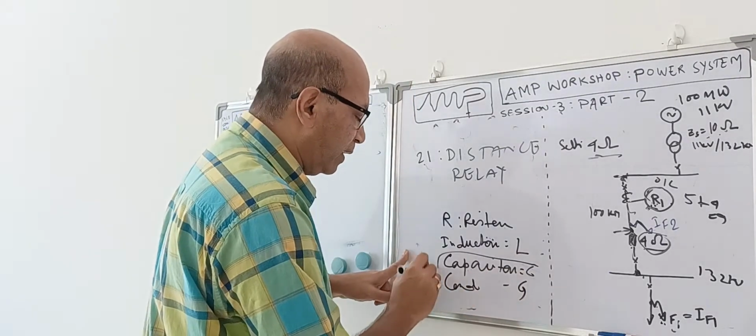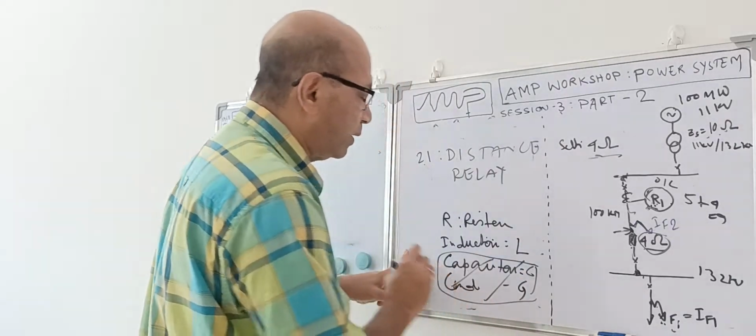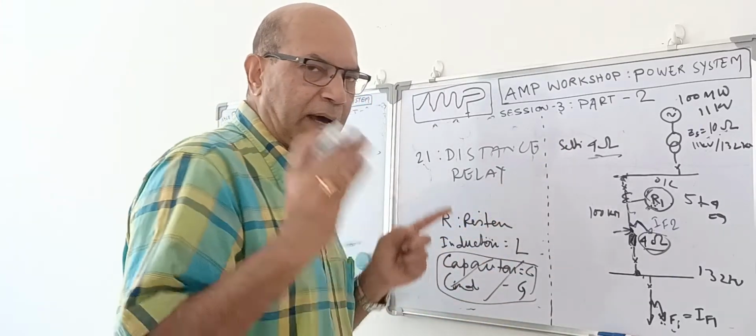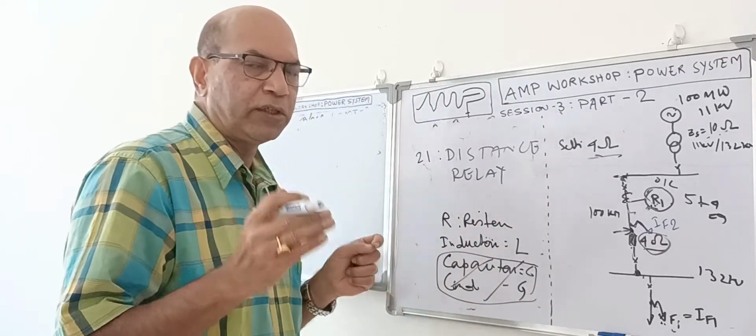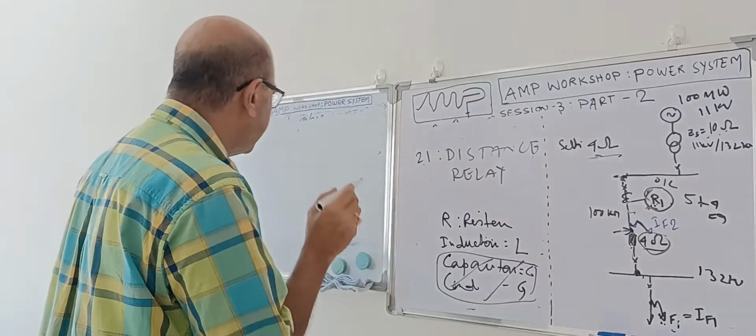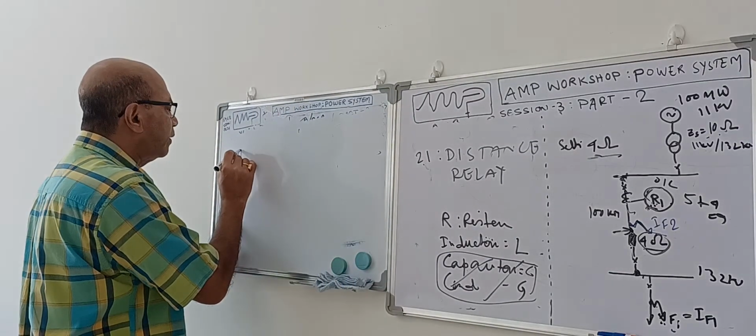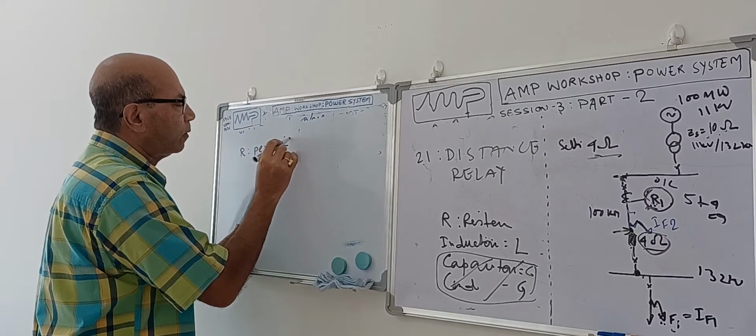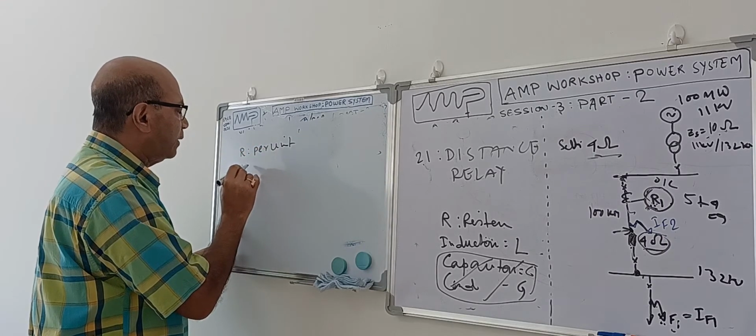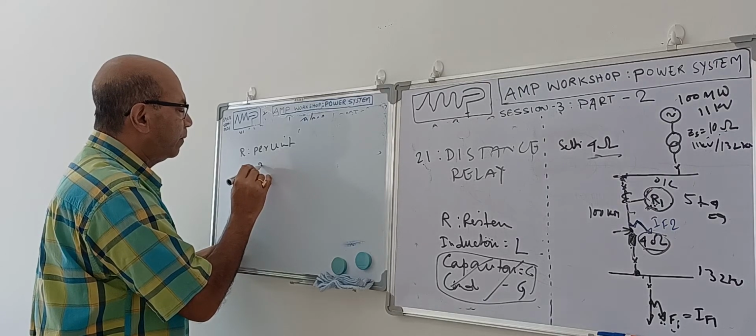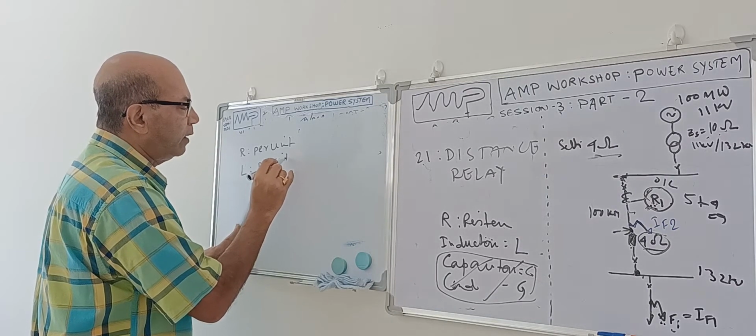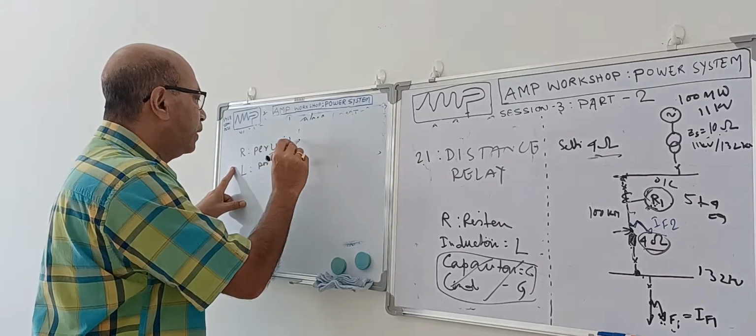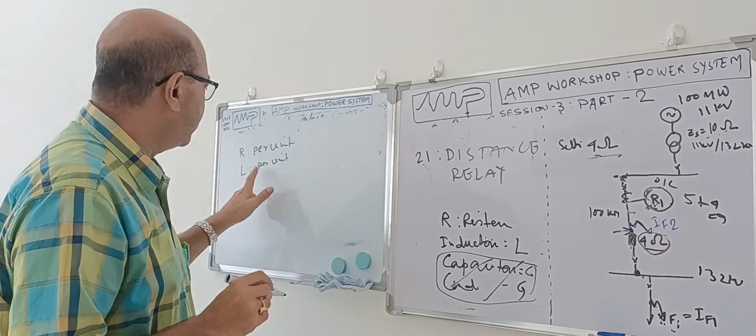Now these are leakage capacitances, very small, so I am not considering this. Only I am considering resistance and inductance. Suppose for this line, per unit meter or per kilometer, you can say, the resistance is R. This is the R per unit length. Okay, resistance per unit length, and inductance L is also per unit length.